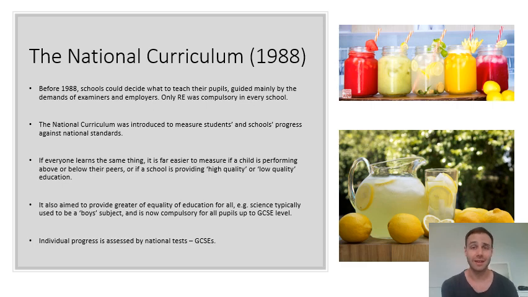So if we take science as an example, science typically, and still largely today, has been this kind of boys subject, where a large number of boys have taken science as an option and not so many girls. One of the requirements of the national curriculum was that it was now compulsory for all pupils to study at least some level of science up to GCSE level, and then if you wanted to, you could specialise further at GCSE and also at A level.